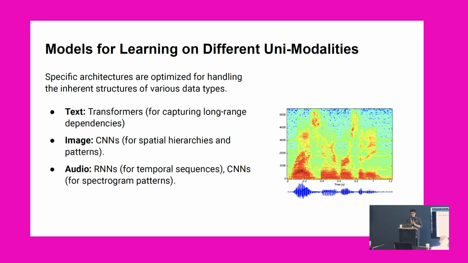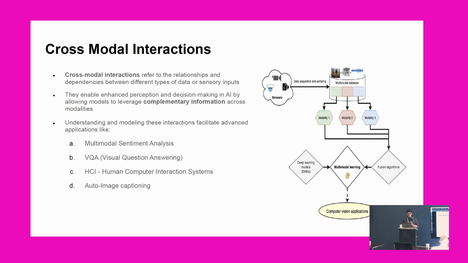So what happens is that when multiple modalities interact, they form cross-modal interactions, and they enable enhanced decision-making in AI by allowing models to leverage complementary information. What that means is, as I said, certain modalities have certain pieces of information, other modalities have other pieces of information.